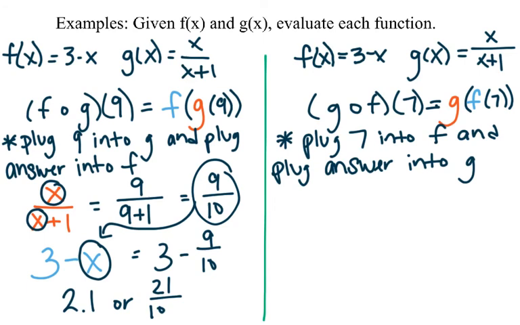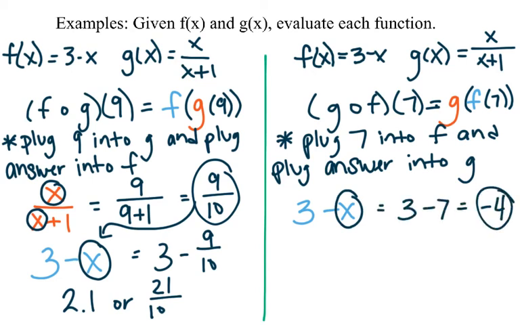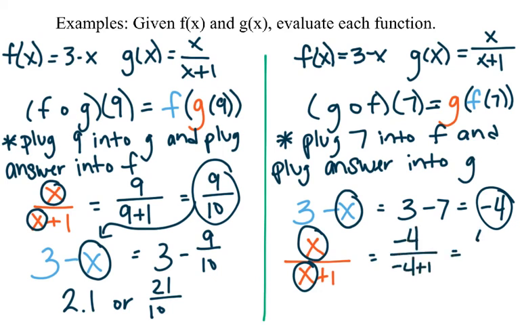So for the second one, you're going to plug 7 into F. So here's the F equation. You're going to replace that X with 7. So 3 minus 7, which gives you negative 4. I'm going to take that answer and plug it into my G equation. My G equation is X over X plus 1. Remember to replace both X's with the number that it gives you. So negative 4 over negative 4 plus 1. So negative 4 on top, on the bottom, negative 4 plus 1 is negative 3. Remember that a negative divided by a negative is a positive. So my final answer is 4/3.